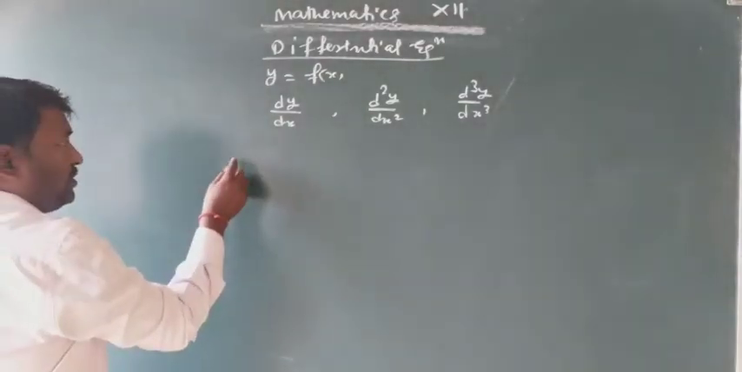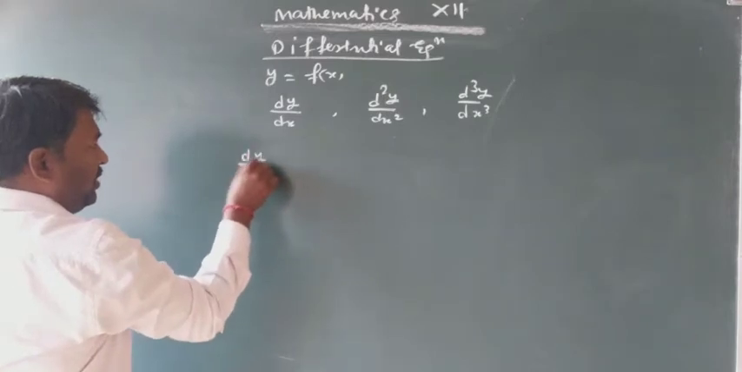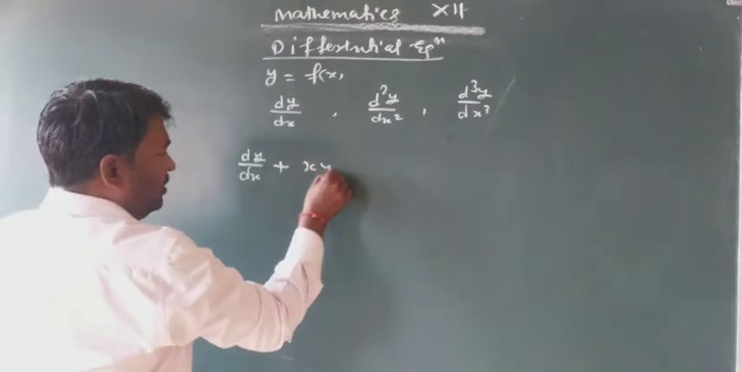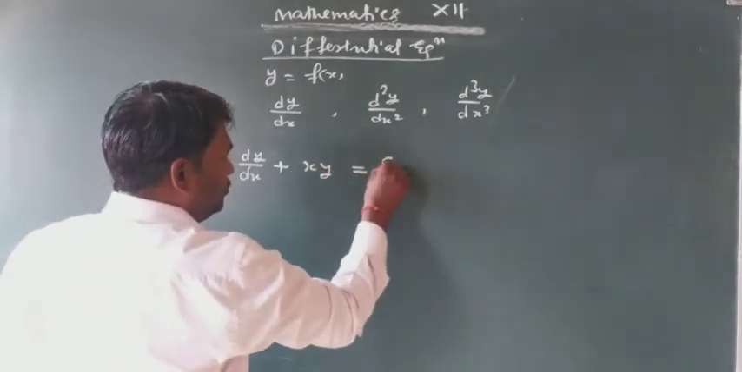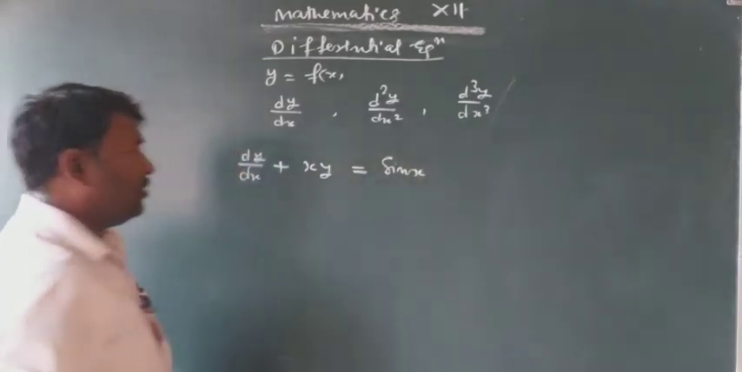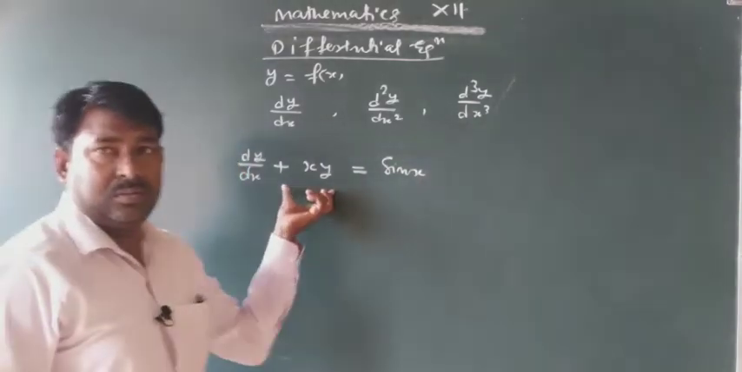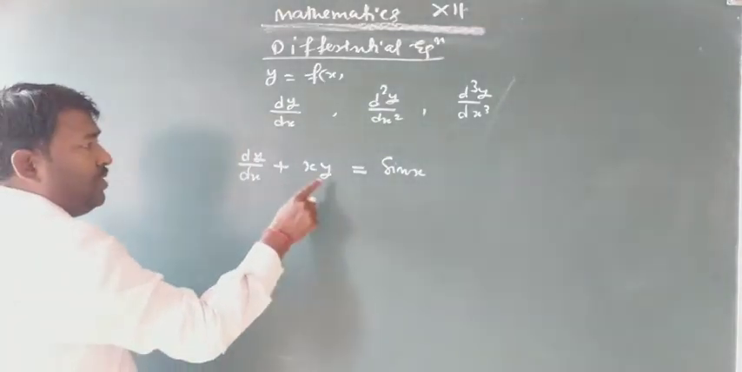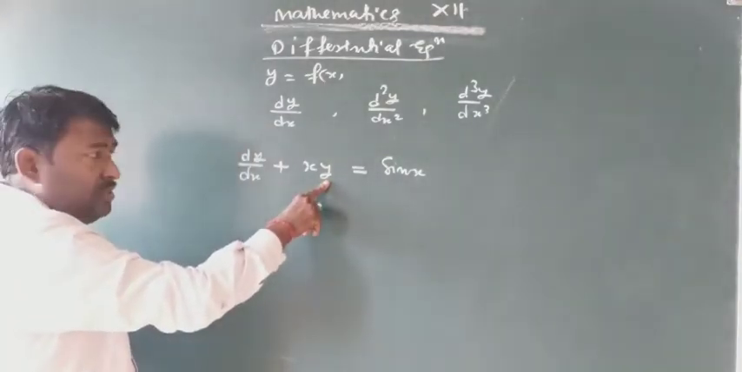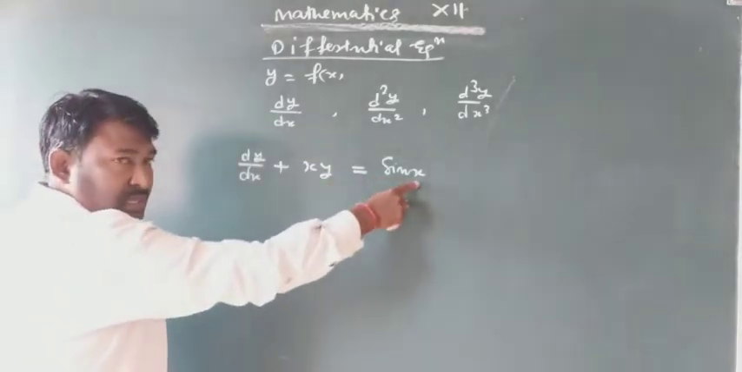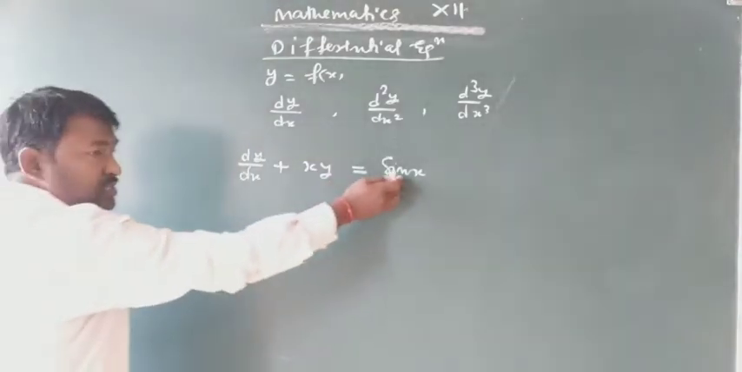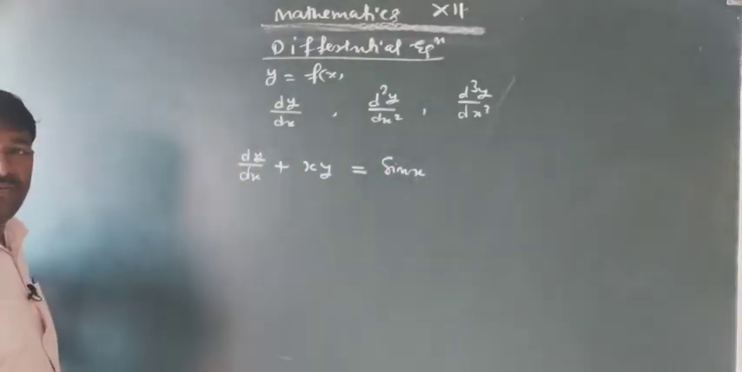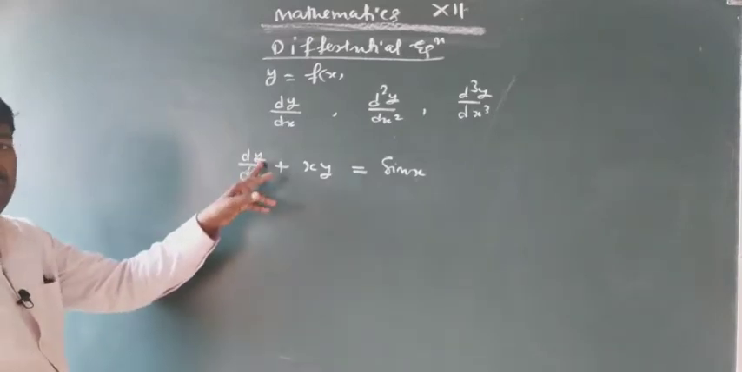Now an equation like dy by dx plus xy is equal to sin x is said to be a differential equation. Why? This equation has the dependent variable y, the independent variable x, and sin x is a function of the independent variable, and dy by dx is the first derivative of the dependent variable.